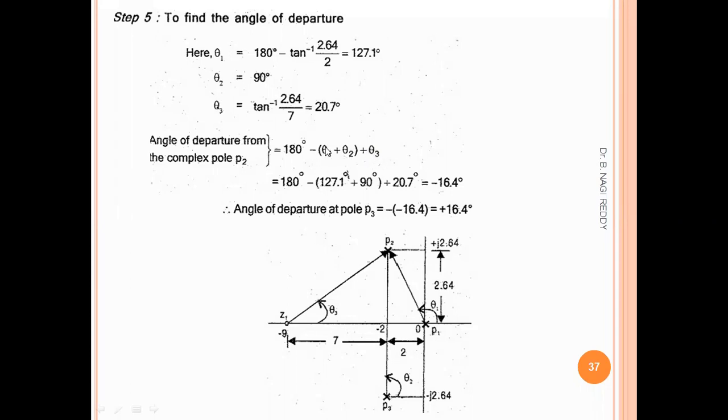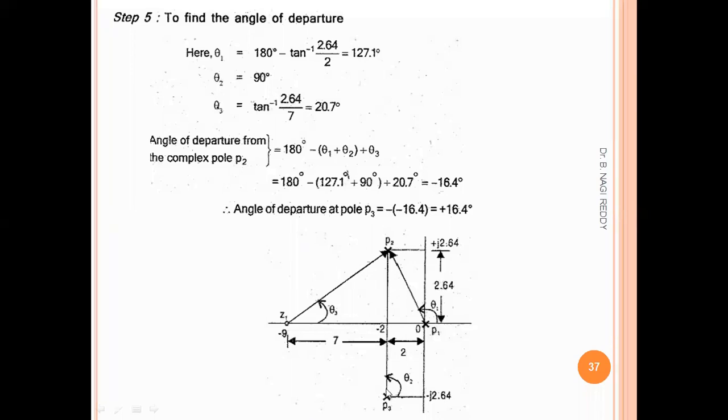So how can these angles be calculated? Look, now I am calculating the angle of departure at P2. So P2 is my pole. Now what we do is simply draw a line from all the poles and zeros. See, from P1 to P2, draw a line and use a protractor to check this angle. Use the protractor and calculate this theta 1. And similarly, P1 is completed. At P2 we are calculating.